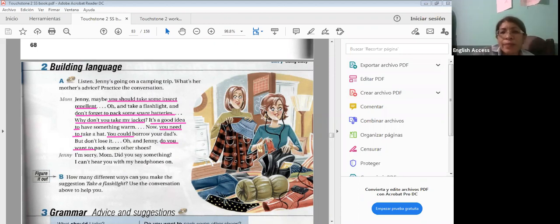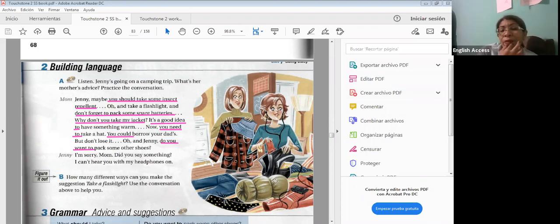Well, here I underline some sentences. In this conversation, Jenny's mom is giving her some suggestions, some recommendations, because Jenny is going on a trip. If you pay attention, her mom is using some expressions like you should, don't forget to, why don't you, it's a good idea to, you need to, you could, do you want to? So we're going to use these expressions in order to give some suggestions. I mean, to give advice, to do something.